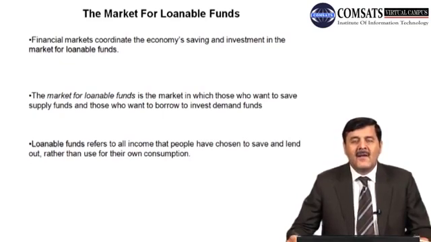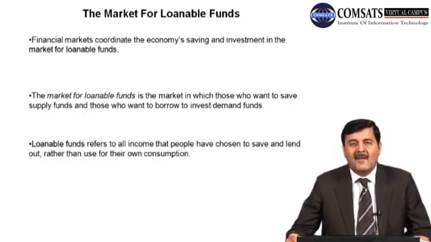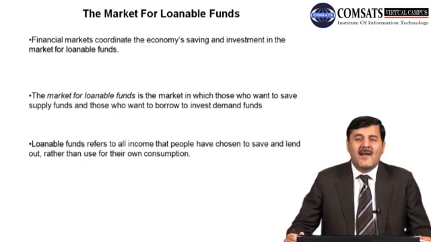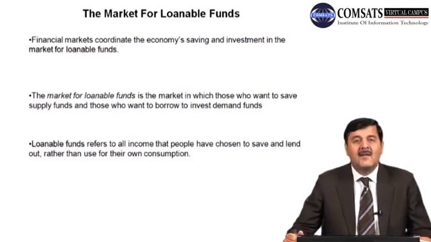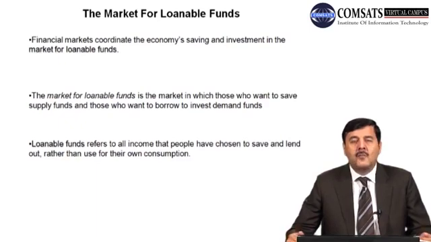Now financial markets basically, as we know, coordinate the economy's saving and investment, right, in the market for loanable funds. जो फाइनेंशियल मार्केट्स की हमने बात की थी अभी पिछली कुछ स्लाइड्स में, हमने कहा था कि जो मुल्क में फाइनेंशियल मार्केट्स होती हैं उनका क्या काम होता है. बेसिकली सेवर्स को और बारवर्स को they have to connect, they have to coordinate with each other. So financial markets coordinate the economy's savings and investment in the market of loanable funds. The market of loanable funds is the market in which those who want to save supply funds and those who want to borrow demand funds for investment purposes.